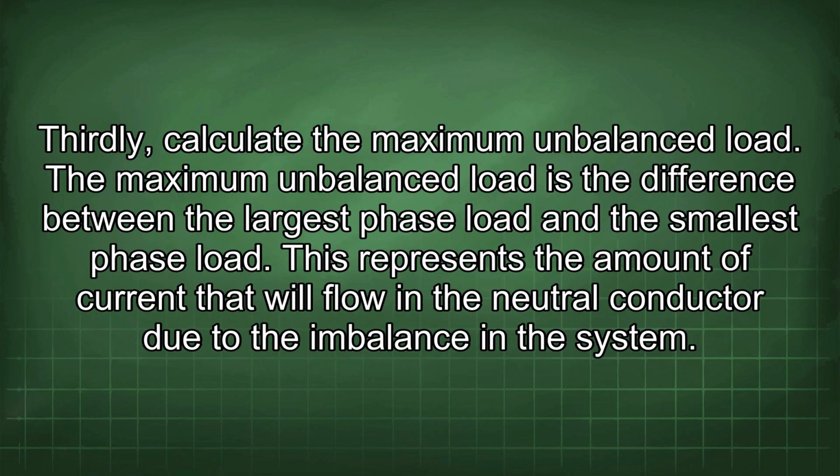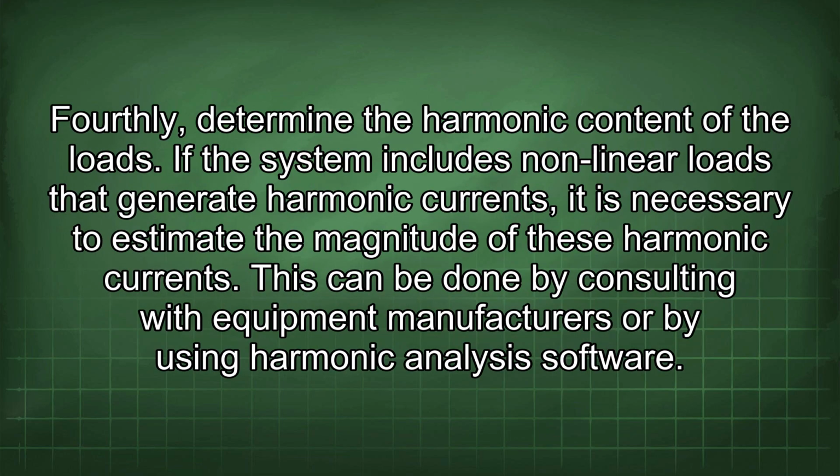Thirdly, calculate the maximum unbalanced load. The maximum unbalanced load is the difference between the largest phase load and the smallest phase load. This represents the amount of current that will flow in the neutral conductor due to the imbalance in the system. Fourthly, determine the harmonic content of the loads. If the system includes nonlinear loads that generate harmonic currents, it is necessary to estimate the magnitude of these harmonic currents. This can be done by consulting with equipment manufacturers or by using harmonic analysis software.